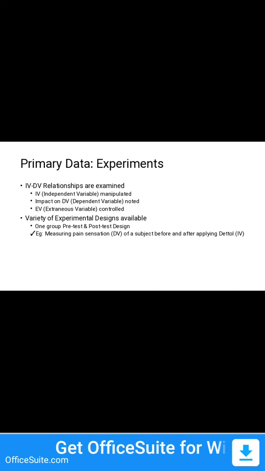Through this particular experimentation, we can find out whether applying Dettol reduces, increases, or does not have any effect on the pain sensation. Pain sensation becomes the dependent variable while applying Dettol becomes the independent variable. But please understand, while doing this experiment, you have to ensure that extraneous variables are controlled. So all other things which can impact the pain sensation have to be controlled.